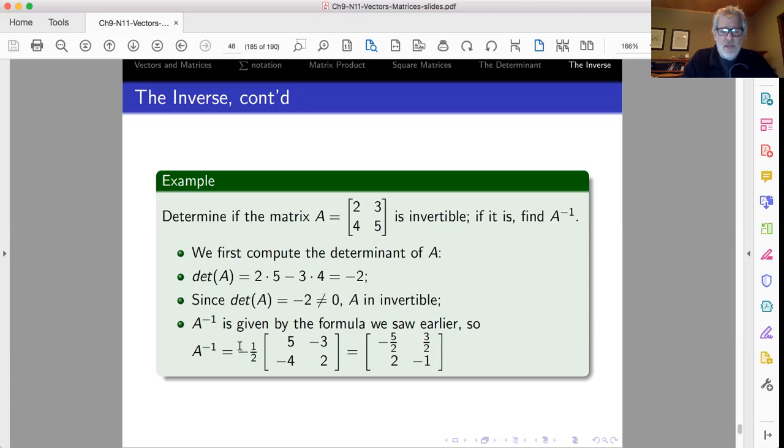So the inverse of A is minus 1/2 times the matrix 5, minus 3, minus 4, 2. Or if you just put everything together, you get this matrix: minus 5/2, 3/2, 2, minus 1. Okay, and again, you can check it. You can check by multiplying this matrix times A, and you will get the identity matrix.